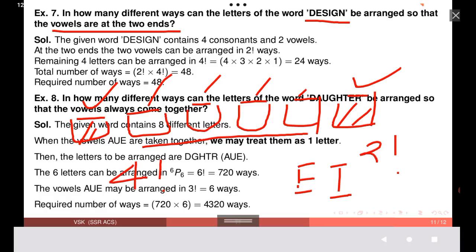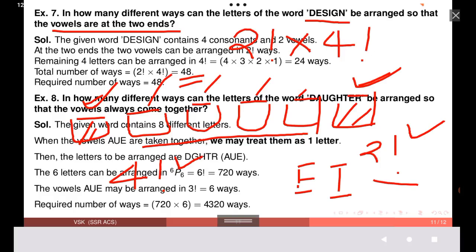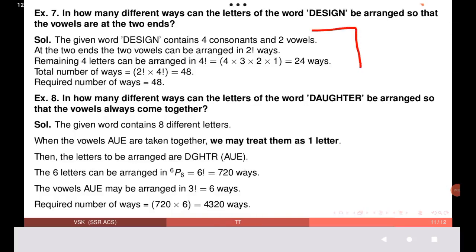So vowels can be arranged by factorial 2 ways, consonants can be arranged by factorial 4 ways. So the total number of ways will be factorial 2 into factorial 4. When you solve this, you will get the answer which is written as 48. So what was the problem? Vowels should be at the ends. So we will place these two vowels over here. That can be arranged by factorial 2 ways. Consonants, there are 1, 2, 3, 4, can be arranged by factorial 4 ways. So the total number of ways will be factorial 2 into factorial 4, which is solved over here.